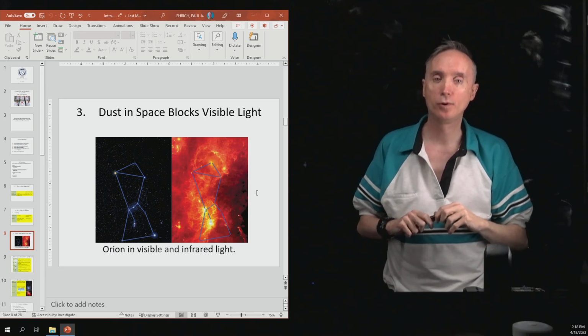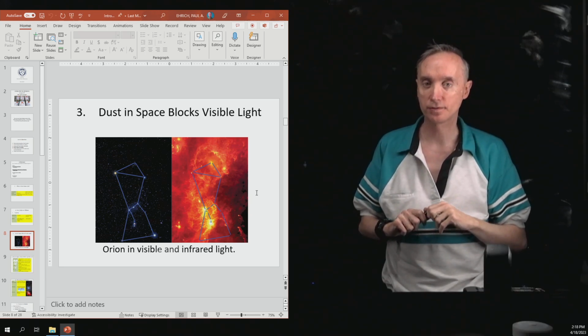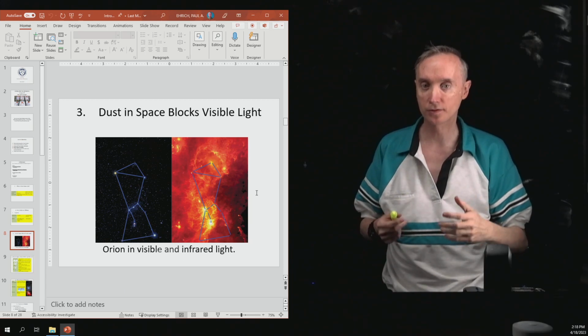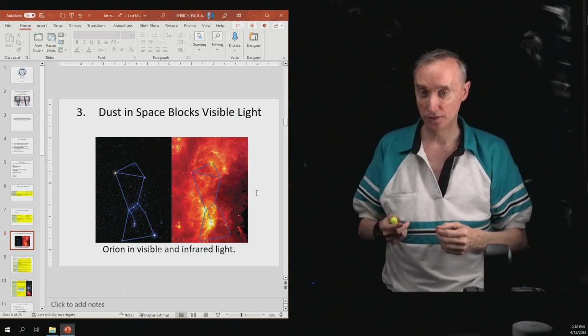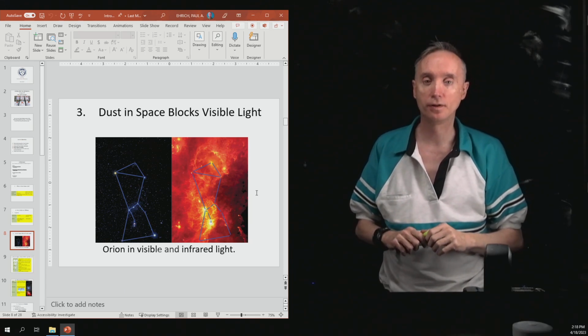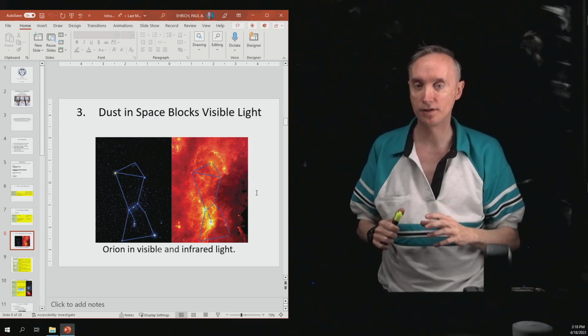Okay, so we're back and we want to talk about what dust does. Well, dust blocks visible light. So if you look at the picture there on the left, it shows the constellation Orion.